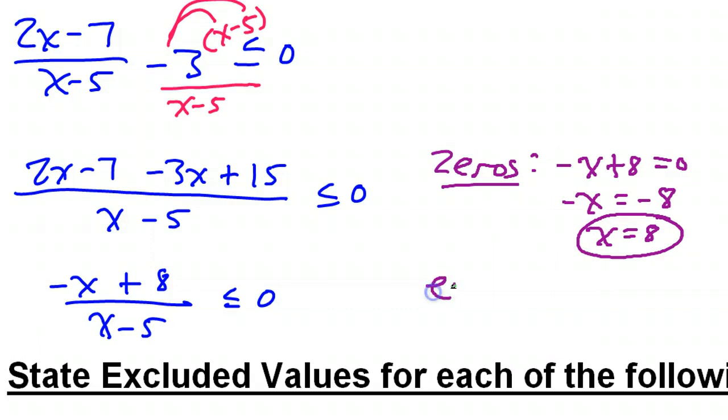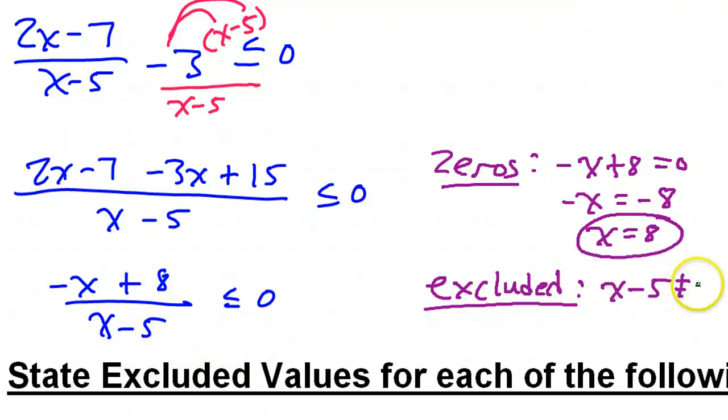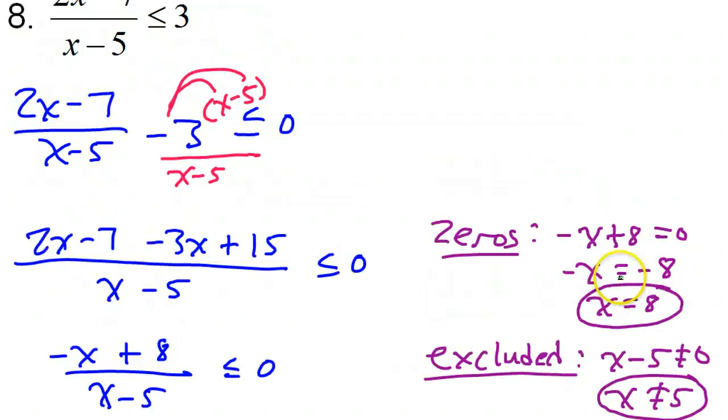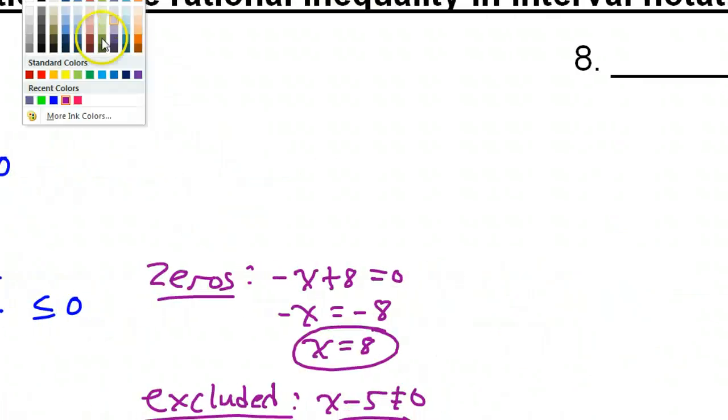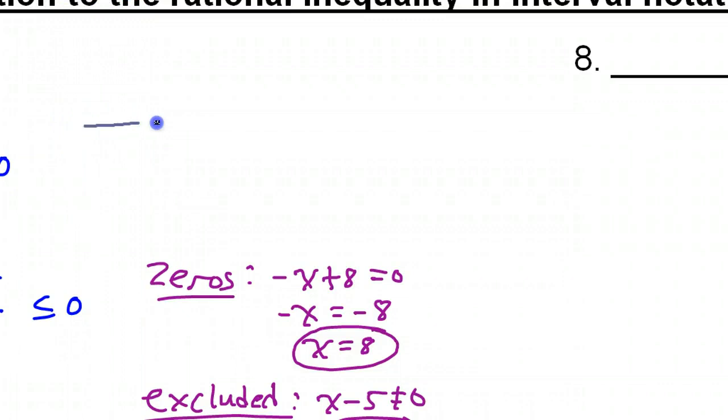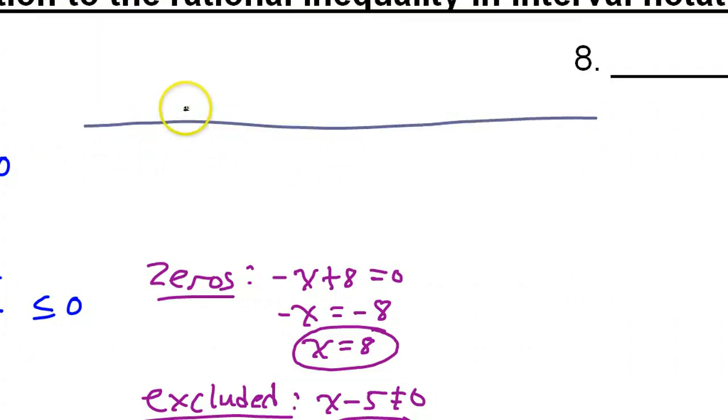I will also need the excluded values, which come from the denominator. Okay, x minus 5 cannot equal 0, x cannot equal 5. So these are my excluded values, 5 and 8. Alright, so I am going to use these two values to break up my number line, 5 and 8. So here it comes. Alright, so here's my number line. And let's say here's 5 and here is 8.